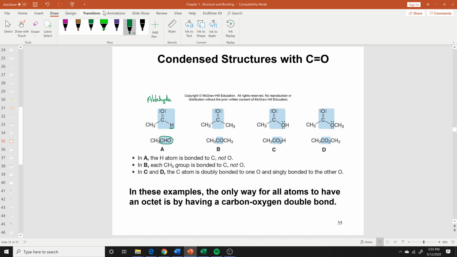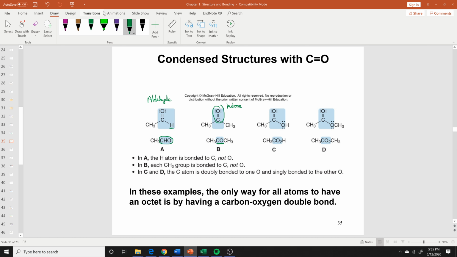This is the condensed form as CO. A CO is a carbon double bond O. So if you have a carbon double bond O, then this is the condensed form of a ketone. So ketone is another functional group there. And this is how you represent it, in condensed form as a CO.